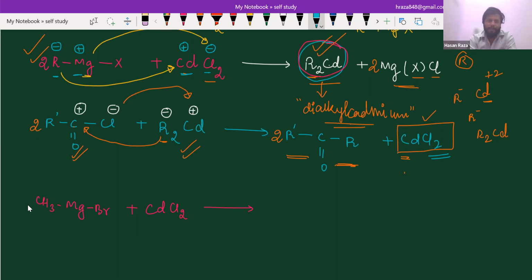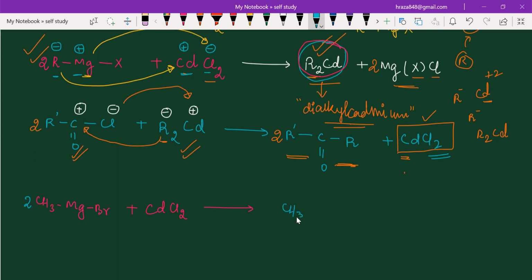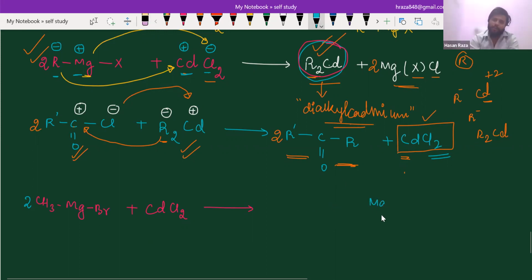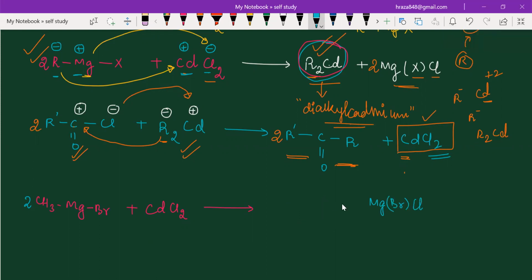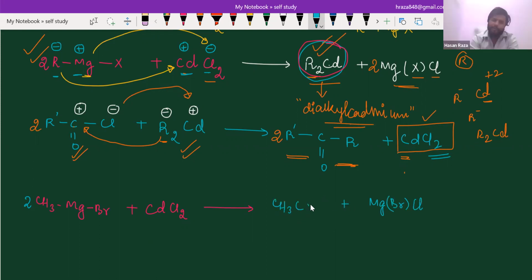You can balance it on your own. It will be 2 here. CH3CdCH3 plus MgBrCl. Oh, got it. You told me the byproduct is MgBrCl, right? Yes, sir. And this is your (CH3)2Cd. Yes, sir.